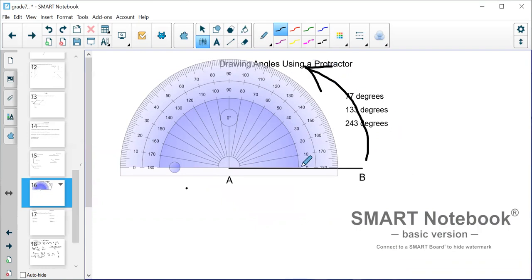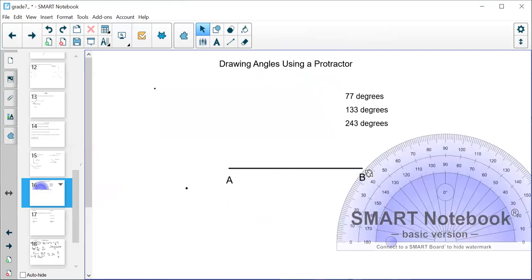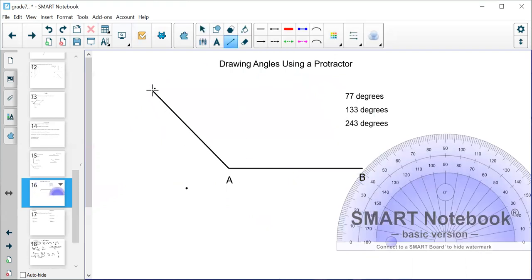Right? So we look for 0, 10, 20, 30, 40, and we're looking for 133. So you find 130, which is here, and then you count 1, 2, 3, and that will give you 133. Right? So you mark that 133, you draw a line from A to that 133. And that would be your angle.